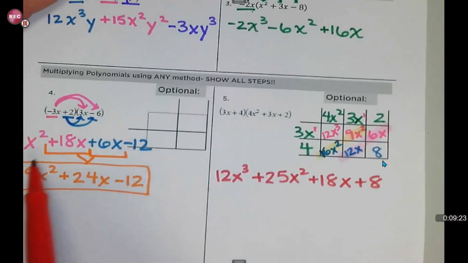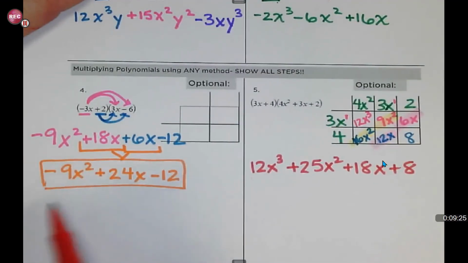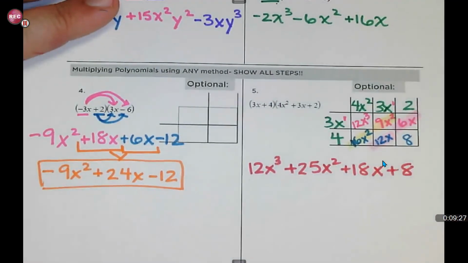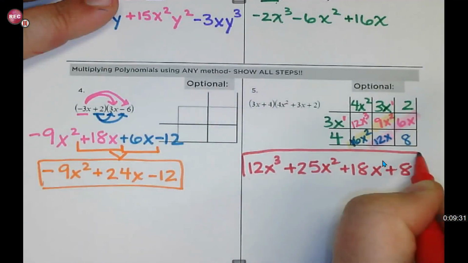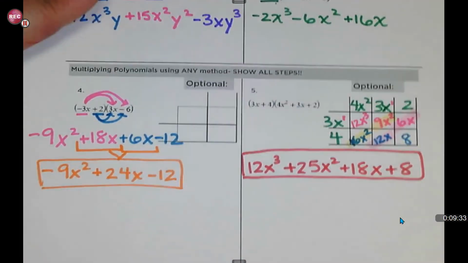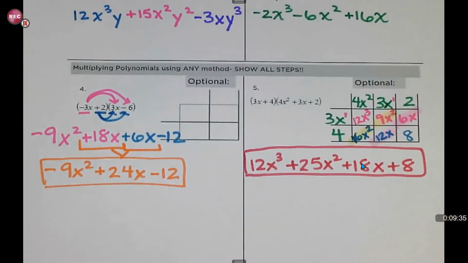So notice here I have the extra line as a line of work and then the solution. And then over here, the stuff in the box is the work. And then I combine the like terms, and now that is my solution. And there you go.